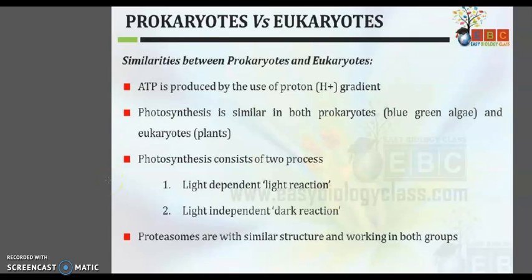And ATP is produced by the use of a proton gradient. Photosynthesis is similar in both prokaryotes and eukaryotes, that is, in blue-green algae and in plants. The photosynthesis consists of two processes, the light-dependent light reaction and the light-independent dark reaction. Proteasomes have similar structures and work in both groups.